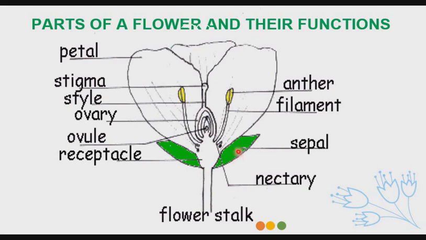And after that, we have the petals. The petals attract insects which pollinate plants as a result of the good scent that they produce. They protect the stamens and carpels as well.